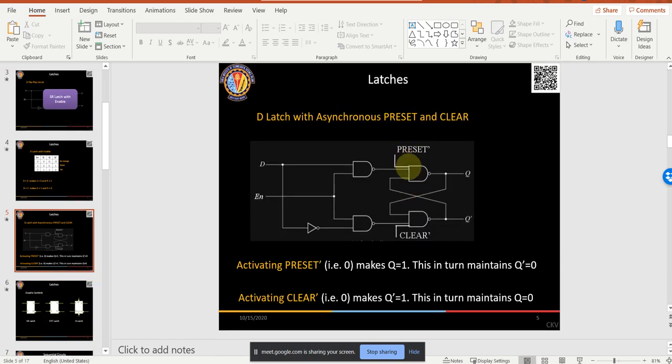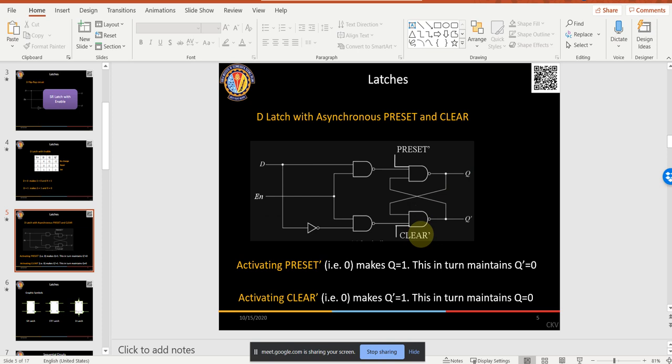See, you are giving it preset here, right? If you give a 0 here, what happens? Straight away, this is an AND gate, so you will get a 1 here. Preset is set. Preset bar is set bar. So if you are giving 0 here, you straight away get a 1 here. It doesn't depend on what inputs you are giving.